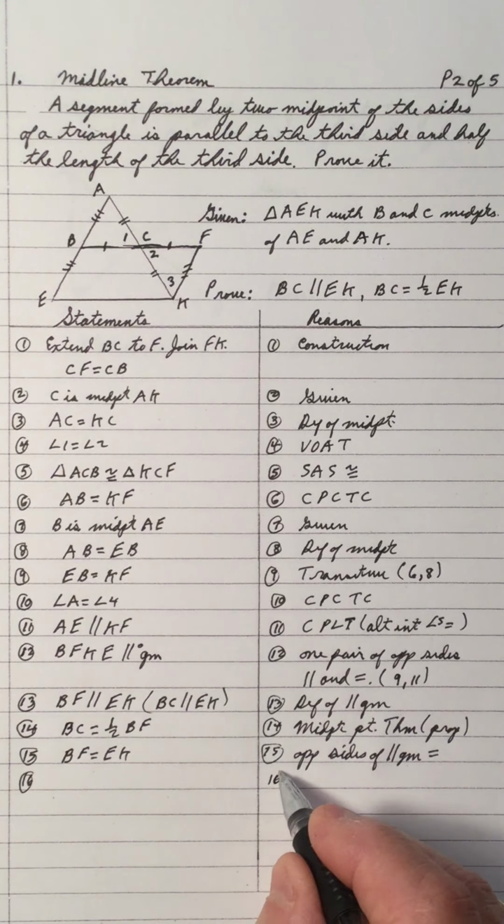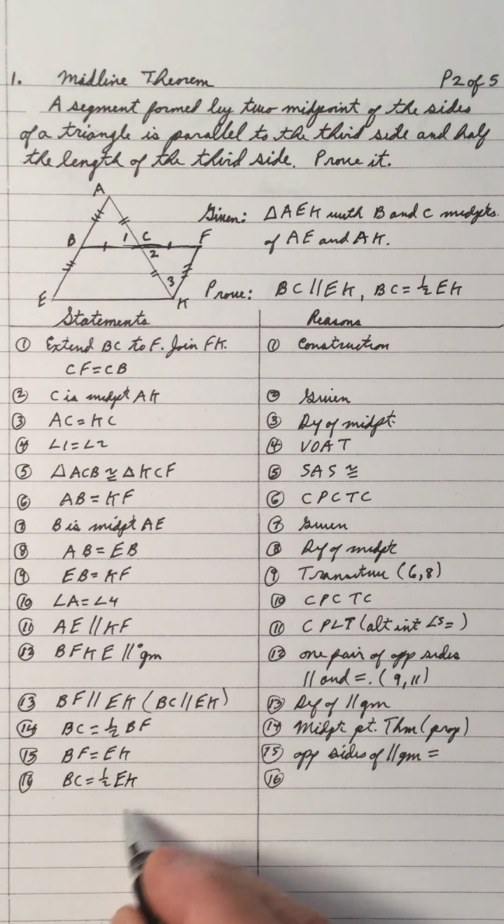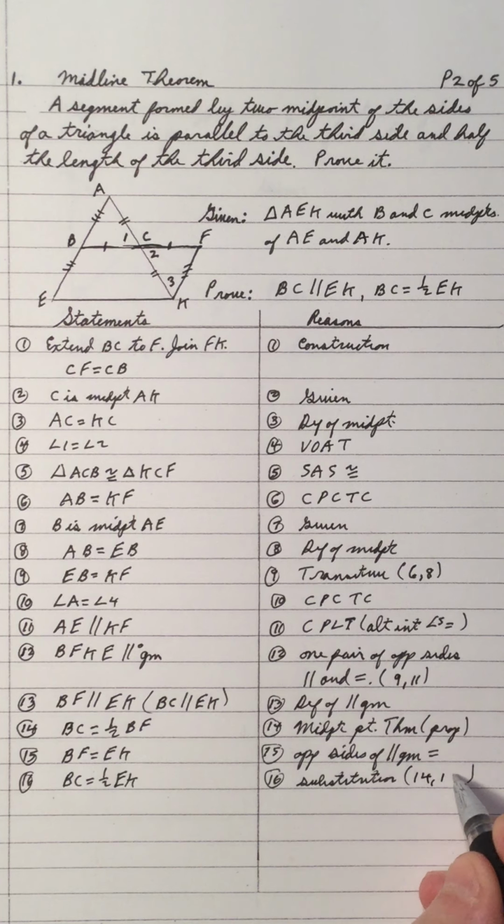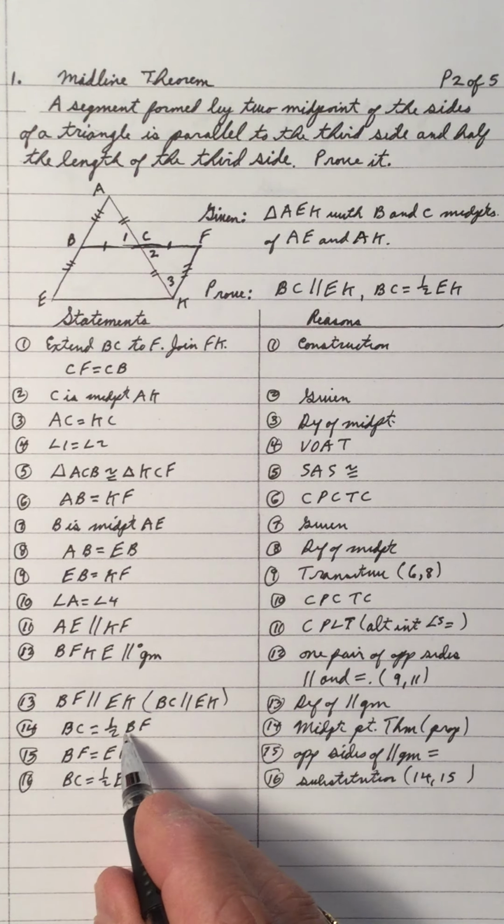Hence, BF is equal to EK. That means that BC is a half of EK by substitution. And the substitution occurred in 14 and 15. Let me explain. BF equals EK, so I replace BF right here with EK by substitution.